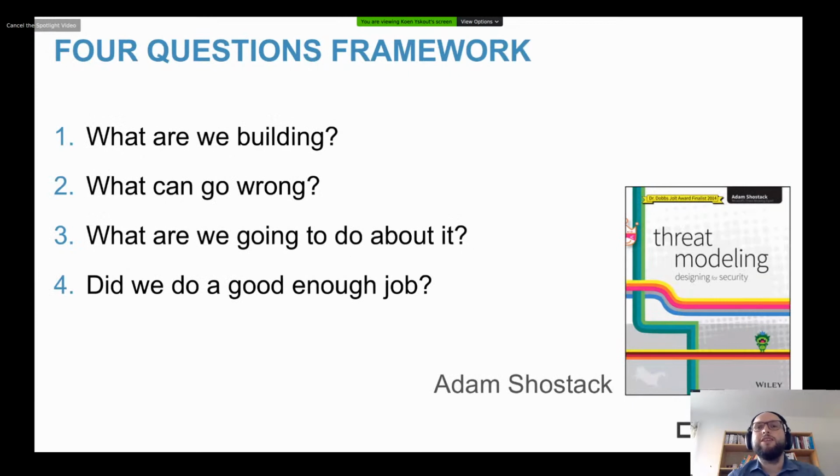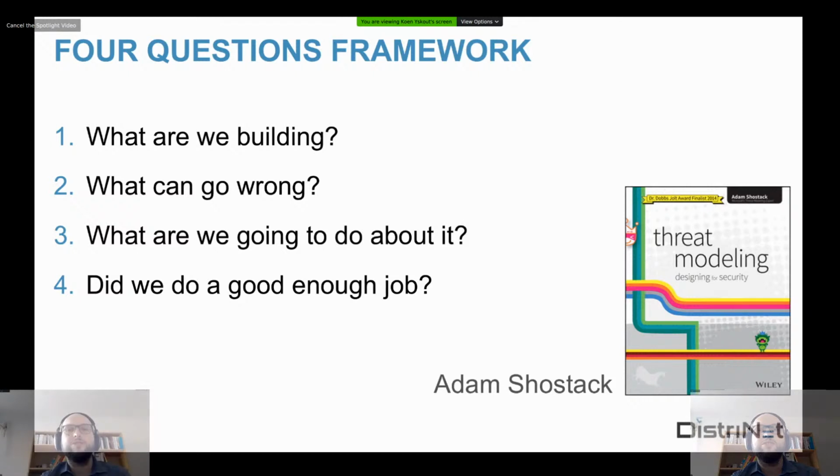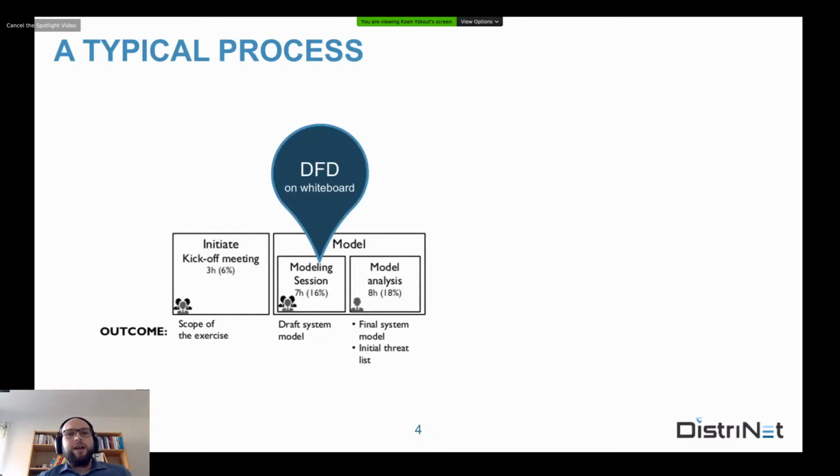To concretize that a bit, threat modeling nowadays is mainly driven by answering the 4 questions given by Adam Shostack in his book, namely, what are we building? What can go wrong? What are we going to do about it? And did we do a good enough job? Now, in practice, a typical threat modeling process at Torion looks like this.